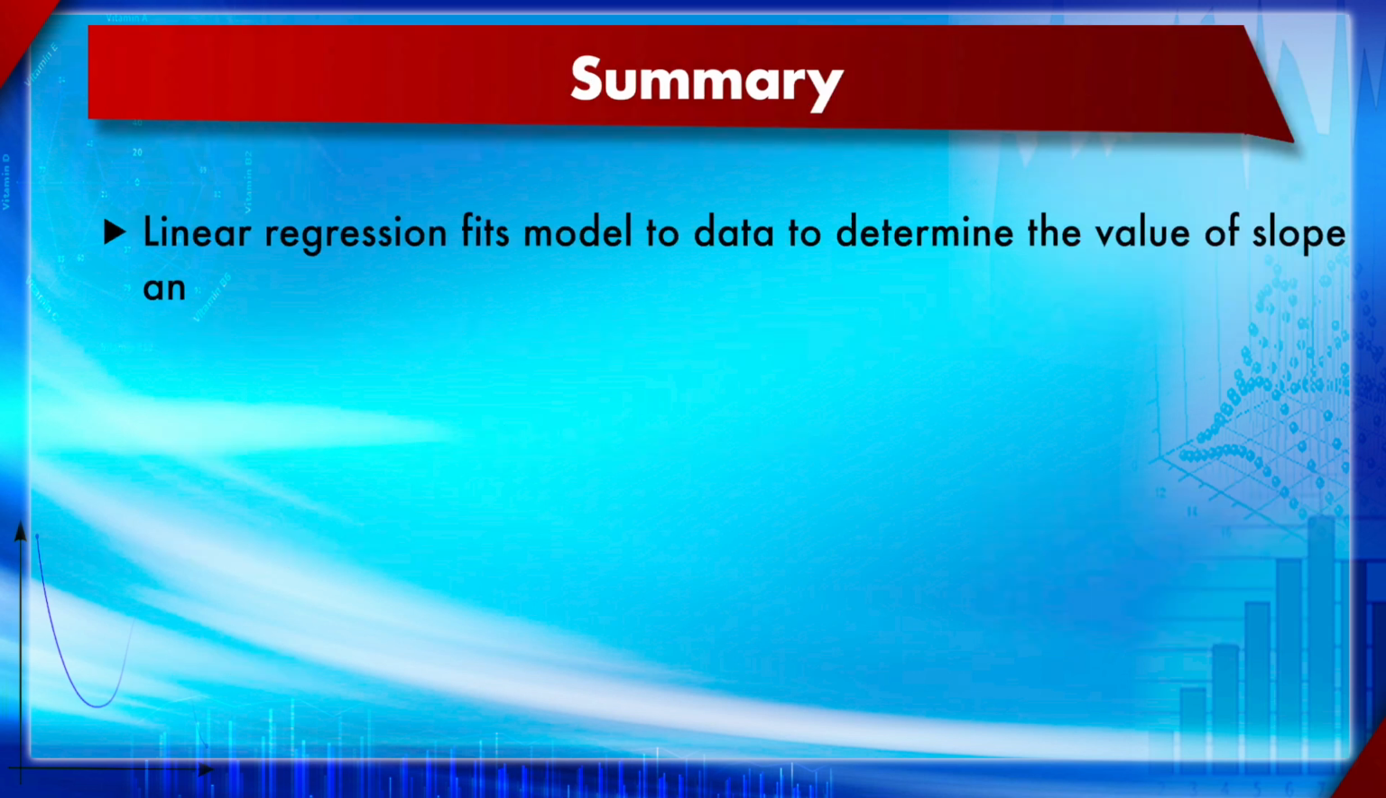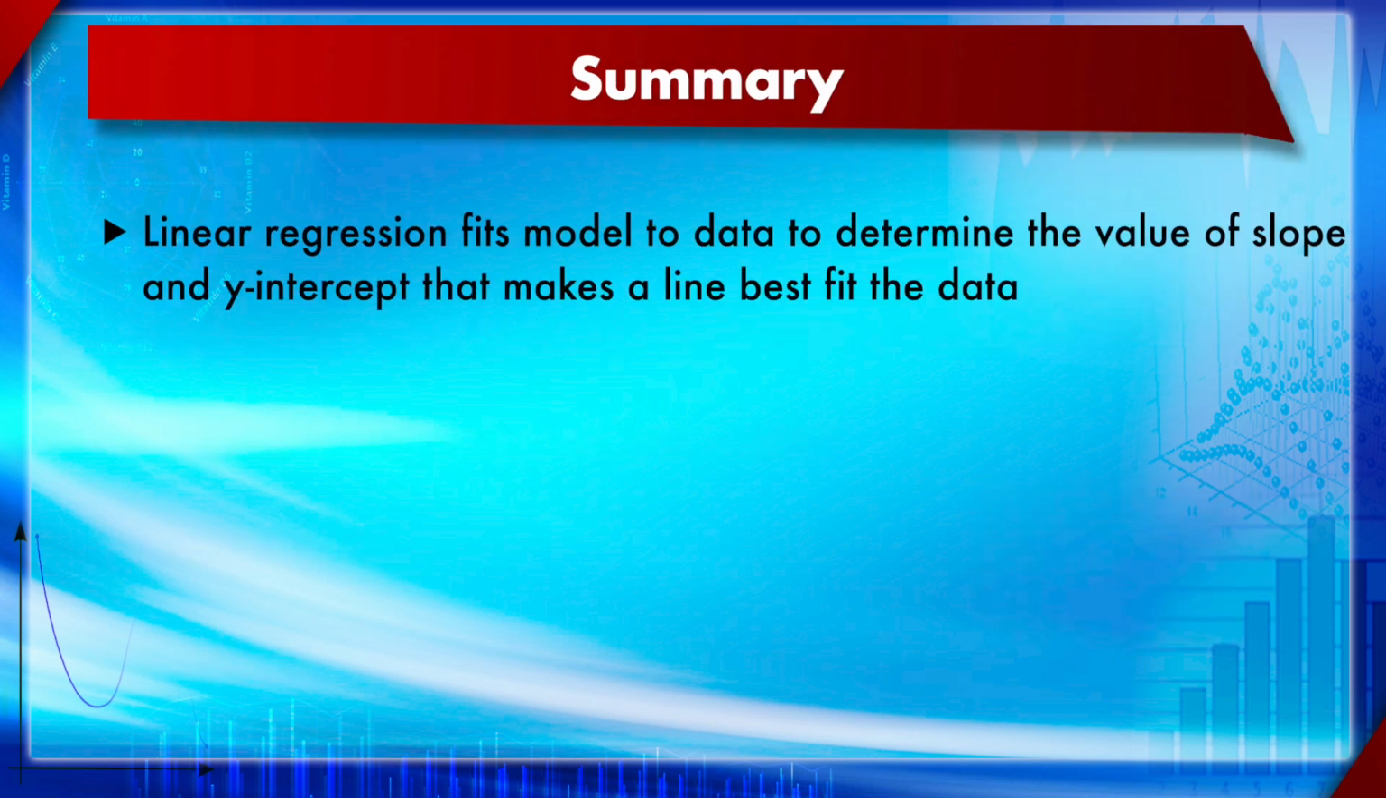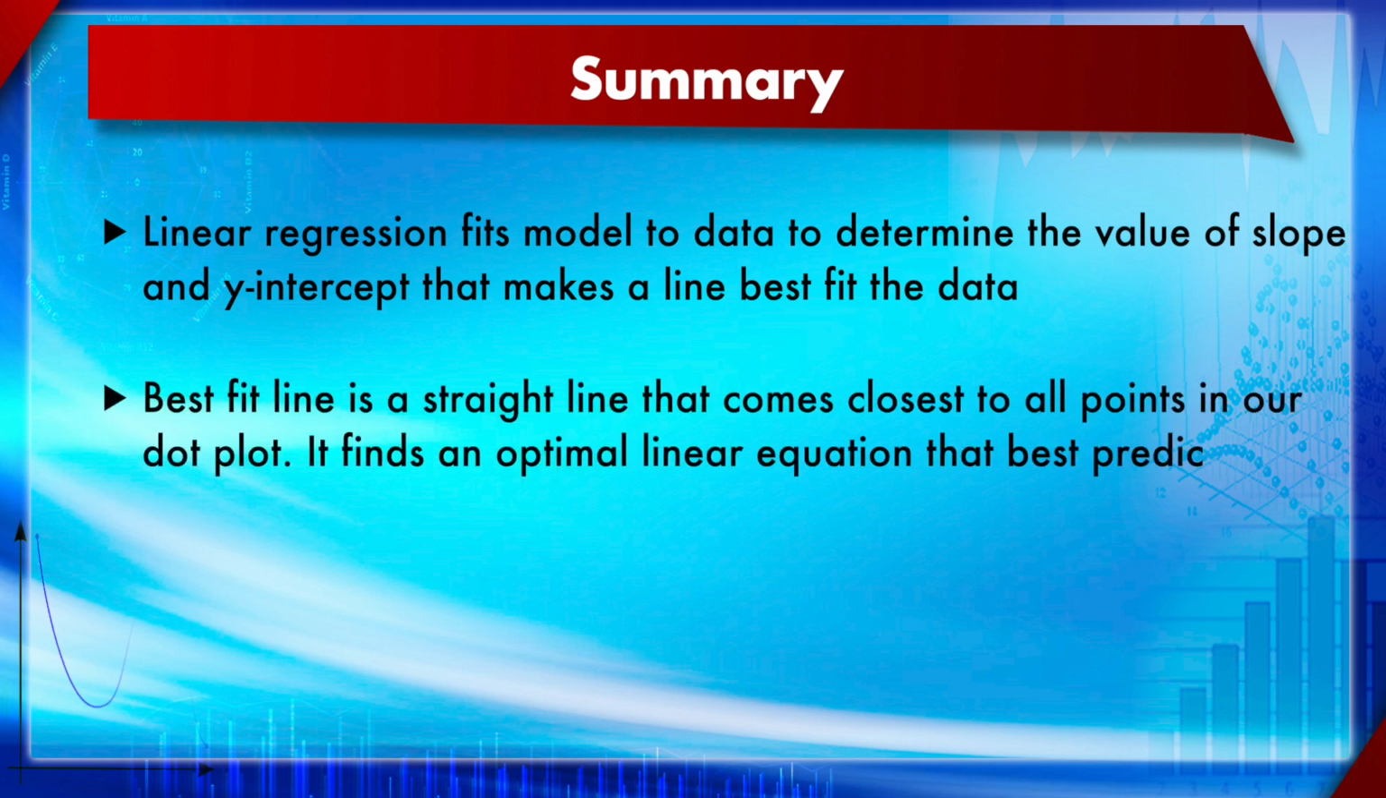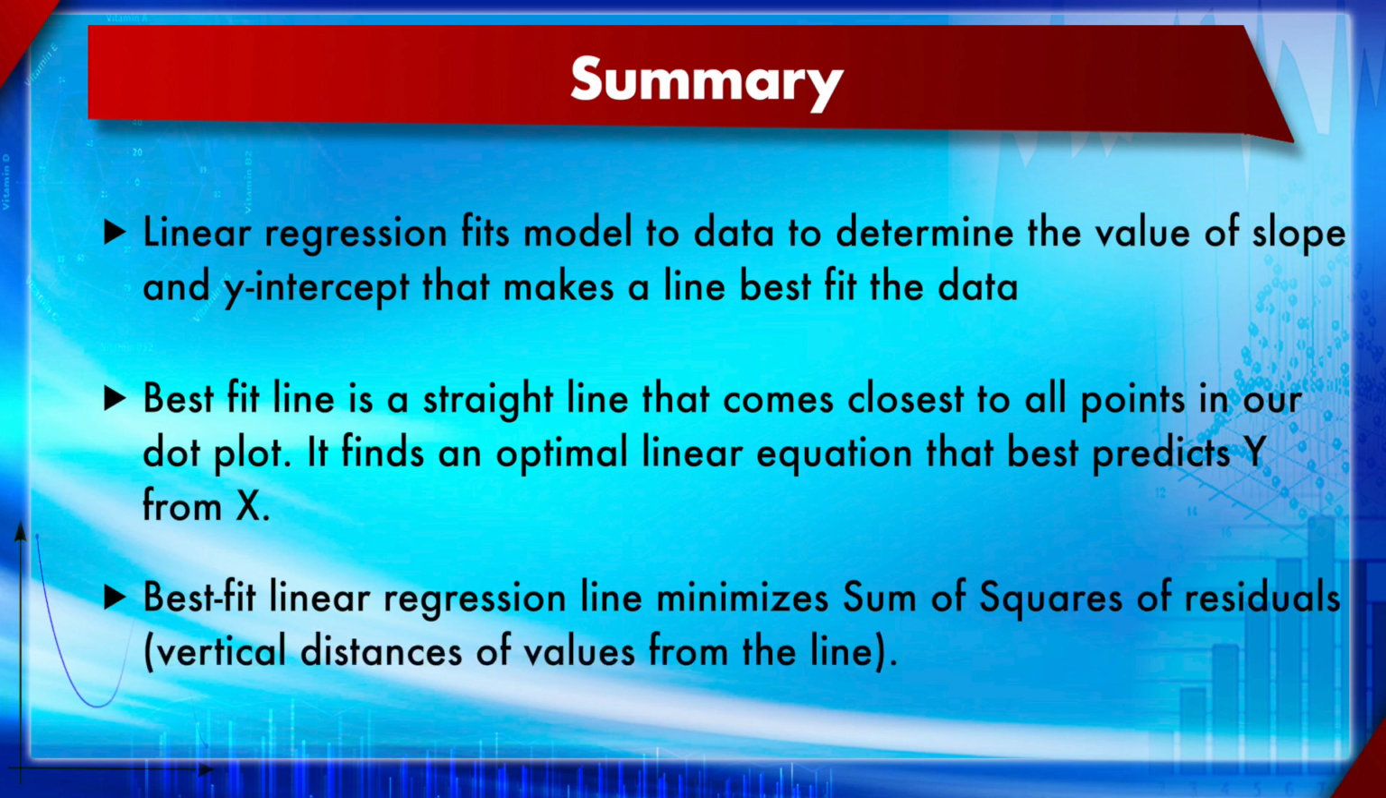So in summary, linear regression fits a model to the data to determine the values of slope and y-intercept that make the best fit of the data. The best fit line is a straight line that comes closest to all the points in our dot plot. It finds an optimal linear equation that best predicts y from x. The best fit linear regression line minimizes the sum of the squares of the residuals, that is, the vertical distances of values from the line.